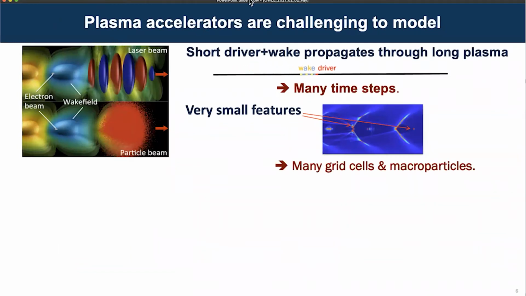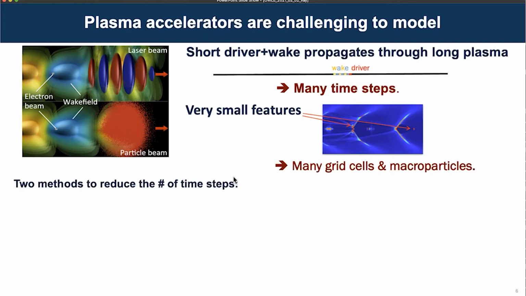Okay, right. So plasma accelerators are challenging to model. On the simulation side, what makes it difficult is that there's a short driver. So you see, hopefully, through Zoom, a little animation here with a small driver in red that creates the wake and propagates through a very long plasma. And so that means many, many time steps in order to do this physics right. And at the same time, you see here, this is a snapshot from a simulation from Carlo Benedetti. You see very, very small features, whether it's the driver itself or the structures in the wake, that translate to many grid cells and macroparticles.